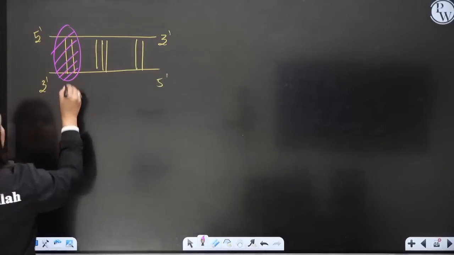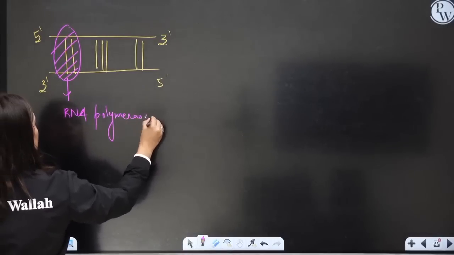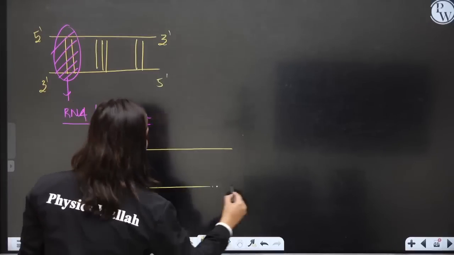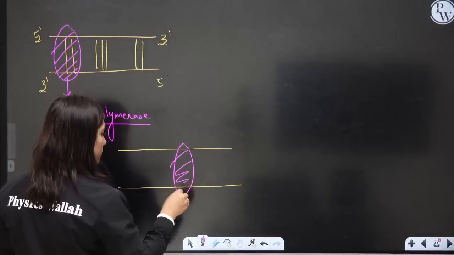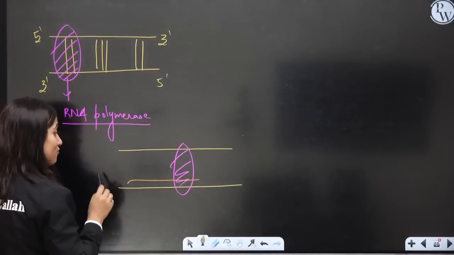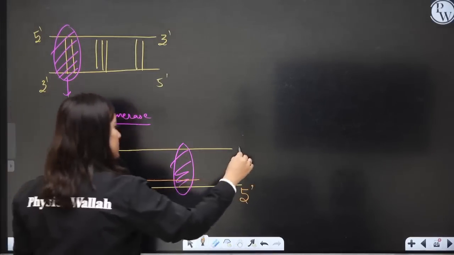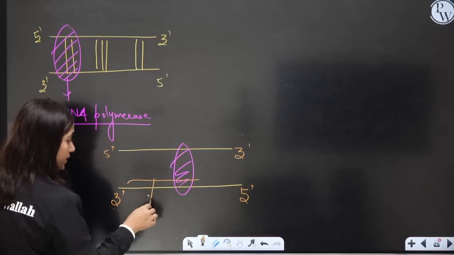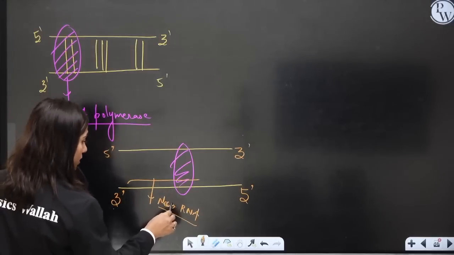So this RNA polymerase will move and will break the hydrogen bonds simultaneously and will form the new RNA. This is the RNA formed. But RNA is formed only on the template having the polarity 3' to 5'. Remember this. The polarity of the template strand of DNA on which RNA will be formed is 3' to 5'. And this is the new RNA.